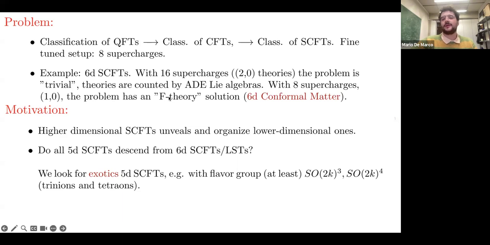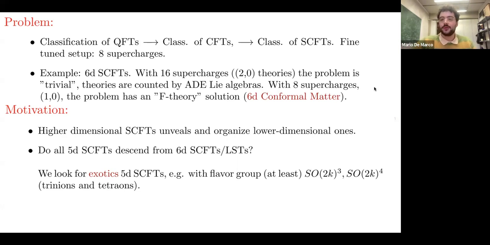The question is: do all 5D superconformal field theories descend from circle reduction, from compactification on a circle of a 6D superconformal field theory or of a 6D little string theory? In some sense, a good reason for studying this class of theories, namely the 5D conformal matter rather than the 6D conformal matter, is that we are looking for exotics. Exotics are theories in this setup that are peculiar to 5D and can be realized just in 5 dimensions and are more difficult to realize in 6 dimensions.